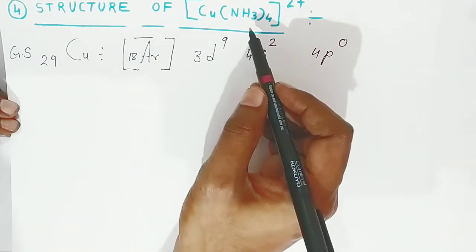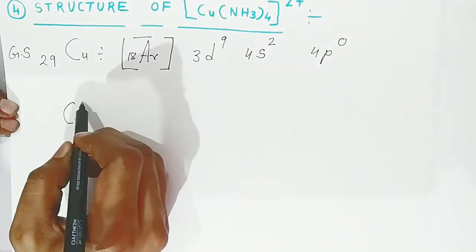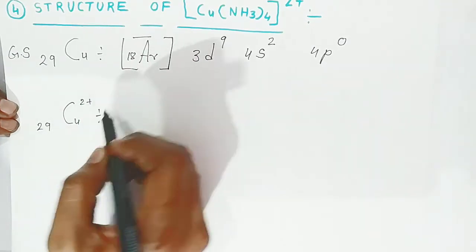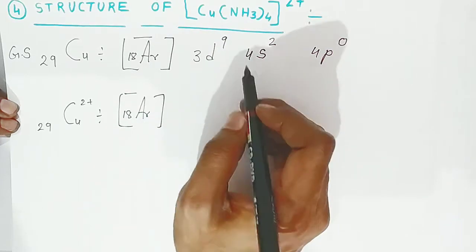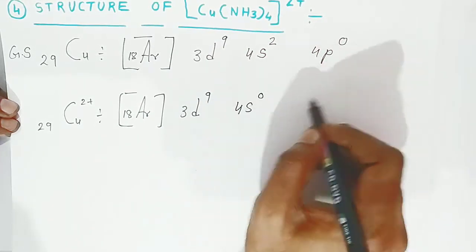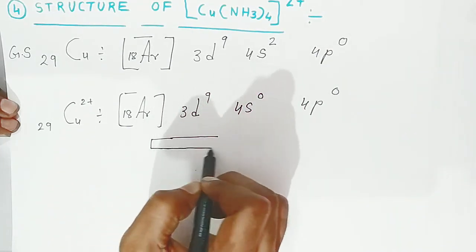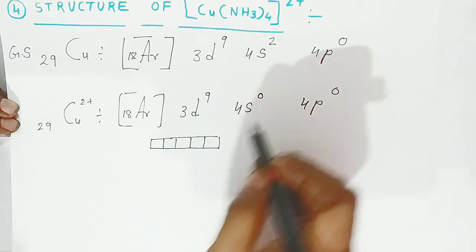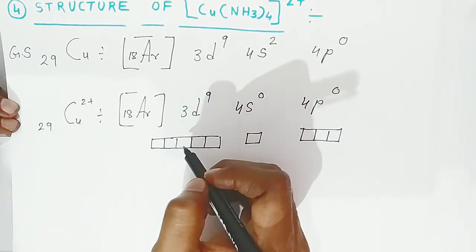Now what happens, students, in tetraammine cuprate 2 plus, the oxidation state of copper is 2 plus. So what is the electronic configuration? Argon 18. Now 2 plus, so here 2 electrons will be lost from 4s. So the electron configuration is 3d9, 4s0, and 4p already is 0. Now when you write down the orbital structure, students, d has 5 sub-orbitals, 4s has 1, and p has 3 sub-orbitals. Now students, 9 electrons you are going to distribute.